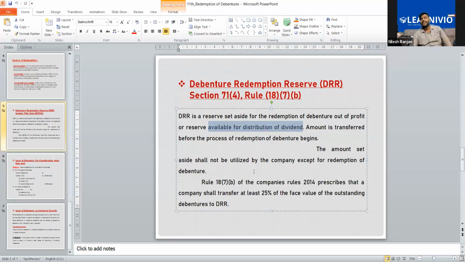Now, Rule 18(7)(b) of the Companies Rules 2014 prescribes that a company shall transfer at least 25% of the face value of outstanding debenture to DRR.